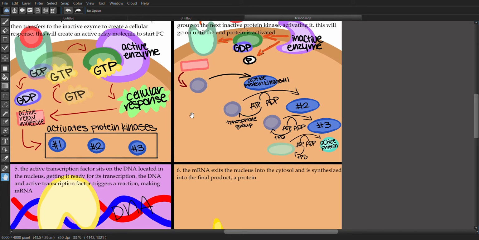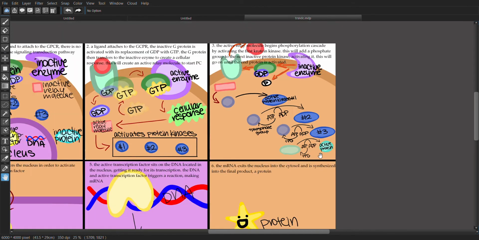So what this active relay molecule goes on to do is create a reaction between it and the first inactive protein kinase. And what that's going to do is create the first active protein kinase. And this activation is going to convert ATP into ADP, which releases a phosphate group, which is going to interact with the second inactive protein kinase, making it into the second active protein kinase. And basically the same thing is going to happen here, the conversion of ATP into ADP, releasing a phosphate group, interacting with this inactive protein kinase, making the third active protein kinase.